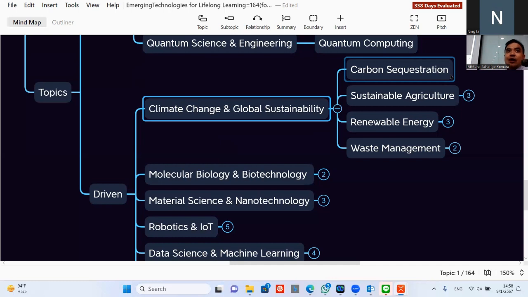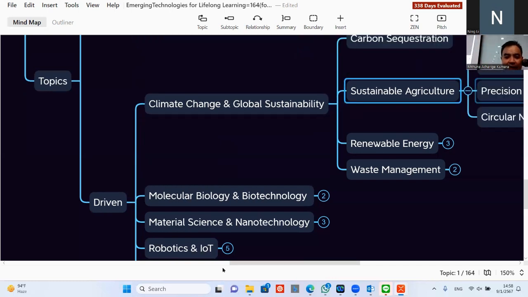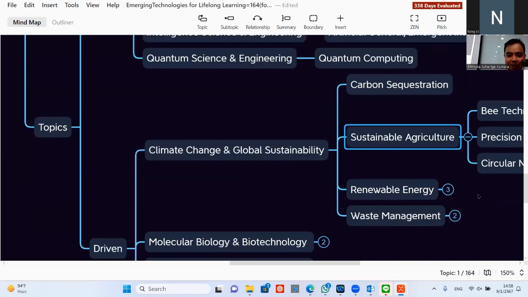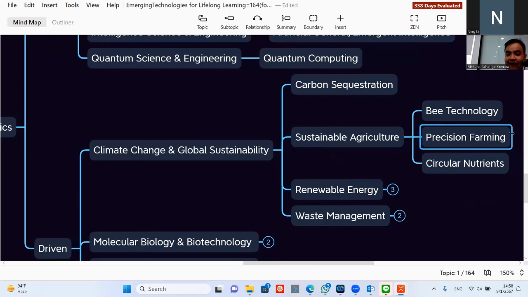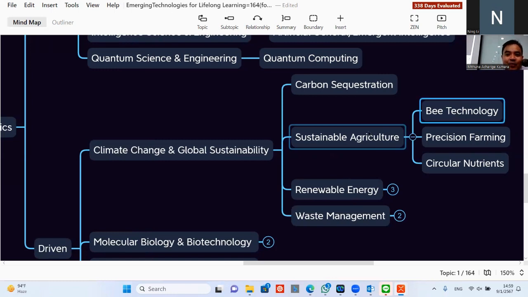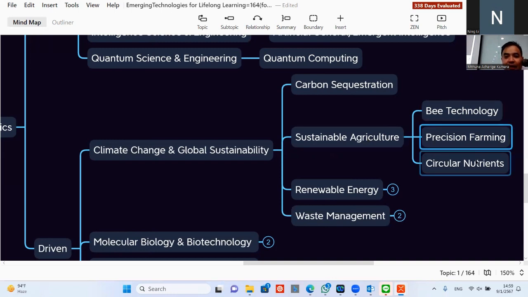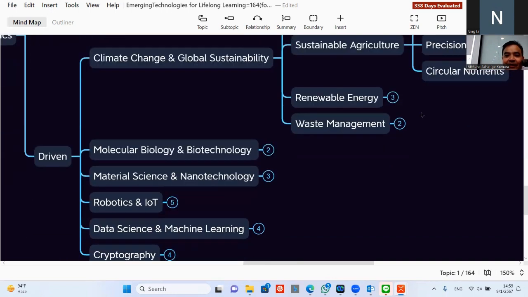Okay, so we're not talking about carbon sequestration on the scale that the planet is already doing. No, we're just talking about carbon sequestration on the scale of the carbon that we extracted from shales, from the fossil fuel generated and released into the air. Okay, same with sustainable agriculture. Okay, over here, there's enough room in this earth for triple the population, but we need the agriculture to be sustainable for that. Okay, precision farming, circular nutrients, bee technology, all kind of stuff.